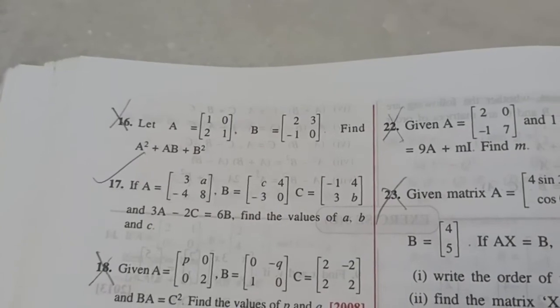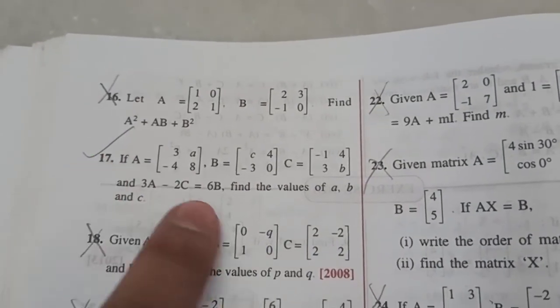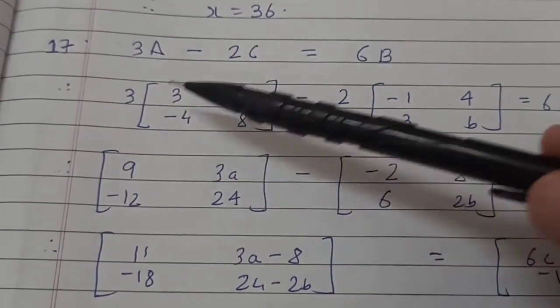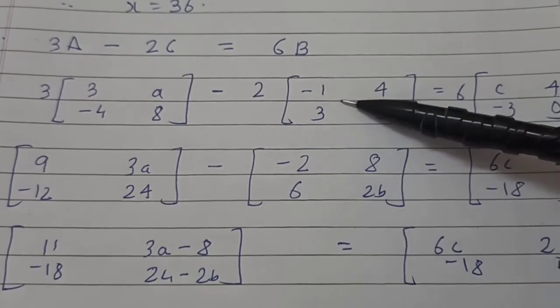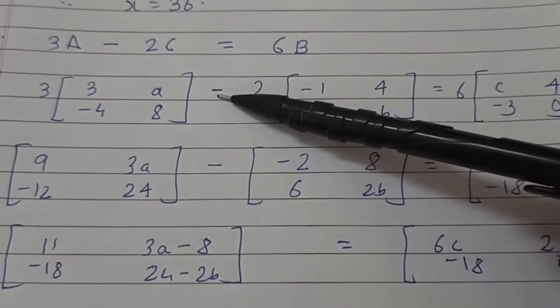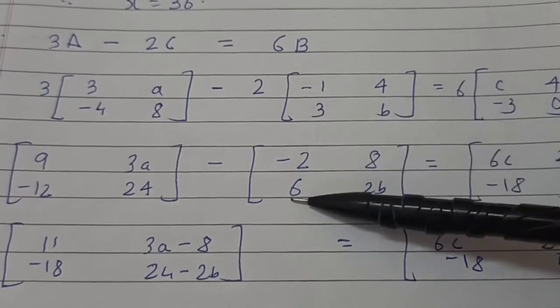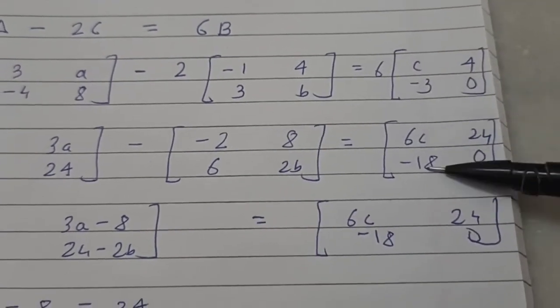And now the 17th sum. A, B, C values are given, and this equation is also given. Find the values of A, B and C variables. So 3 is absorbed by this matrix, 2 is absorbed by this matrix. This minus sign remains as it is, okay? So 2 into minus 1 is minus 2, 2 into 3 is 6. 6 is absorbed out here.